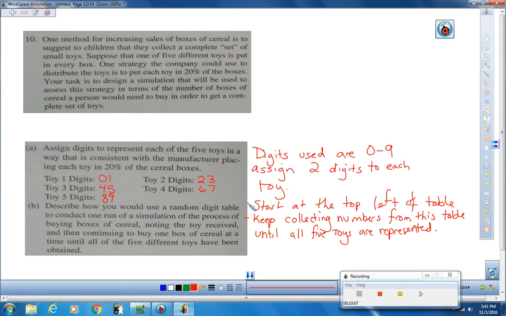Okay, now we said before that we had thrown out repeats. In this case, there is no reason to throw out a repeat. The repeat just means you've got another one of those toys. So we're not going to skip any repeats. We're just going to keep looking at these digits until we see all 5 of the toys represented. So it might take us 5 trials, it might take us 50 trials. We're just going to keep going until all of those toys have been assigned.